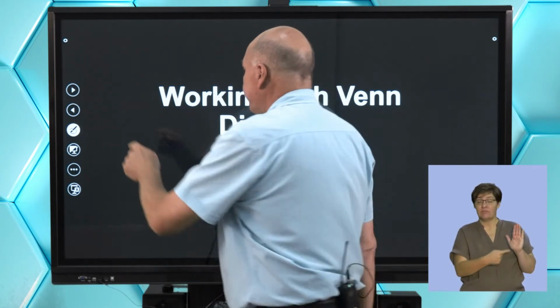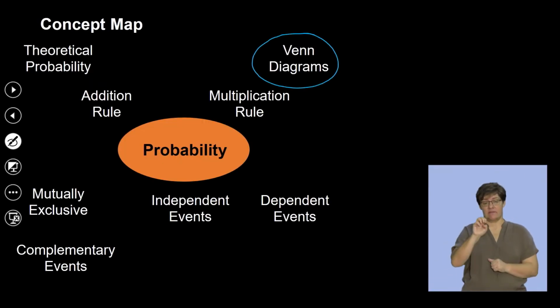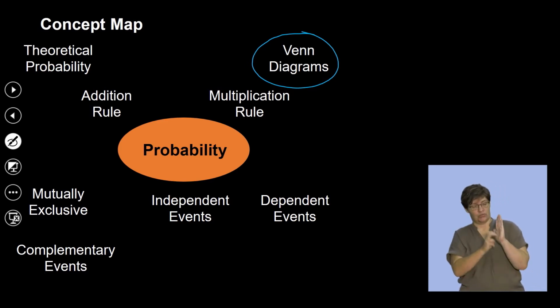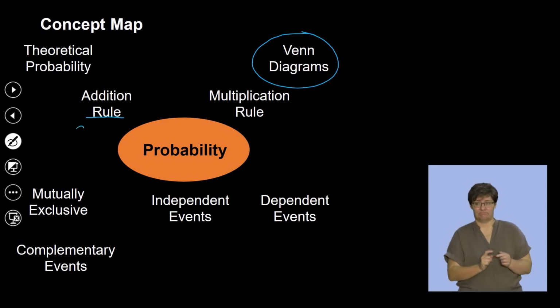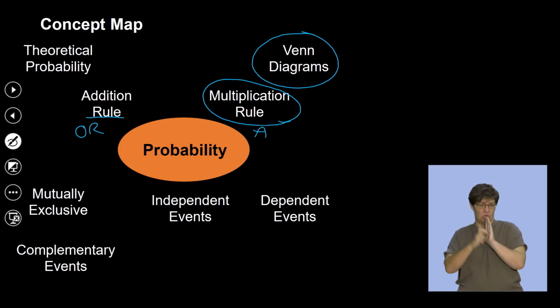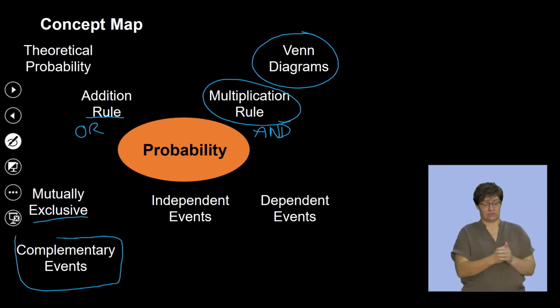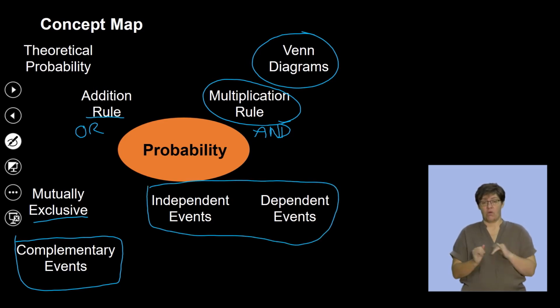So have a look here. In today's lesson, we're going to focus on Venn diagrams. In particular, we're going to explore the rules that we've already established: the addition rule, which we also say is the OR rule, the multiplication rule, which we haven't done very much of, which is known as the AND rule. We're going to look at mutually exclusive events, complementary events with the complementary rule, and then we're going to introduce these ideas of independent events and dependent events. So I can't wait to get going.